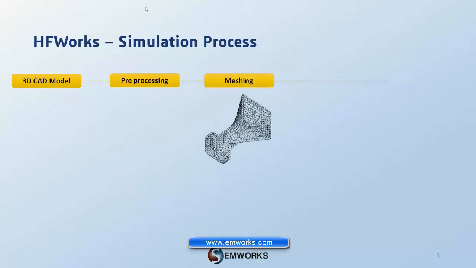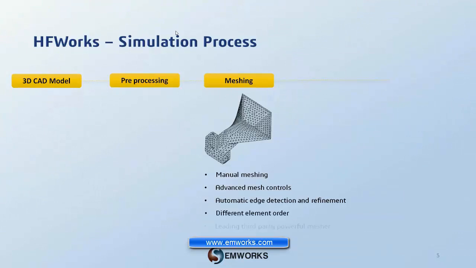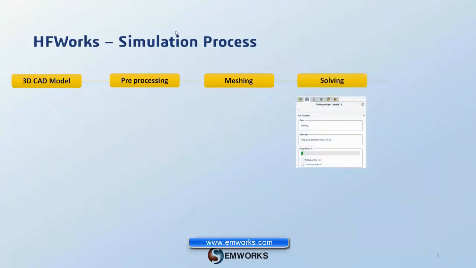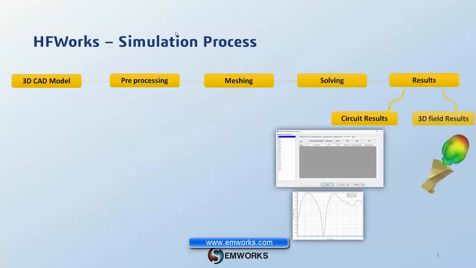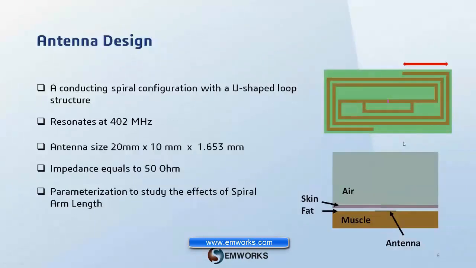We have to create the mesh. It's an automatic process. Also, it is possible to control the mesh to get a finer mesh on a particular region, like small gaps. And at the end, we solve to extract the different output parameters. It can be circuit parameters, like data points, data information, or 3D field results.